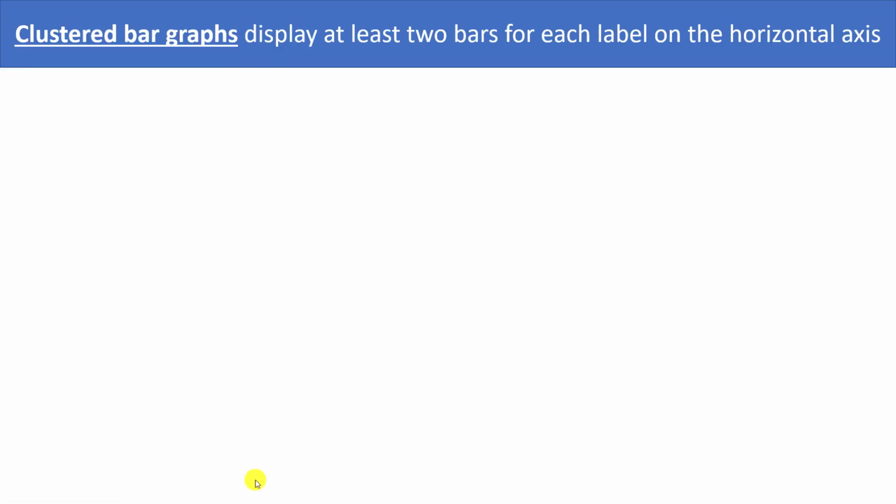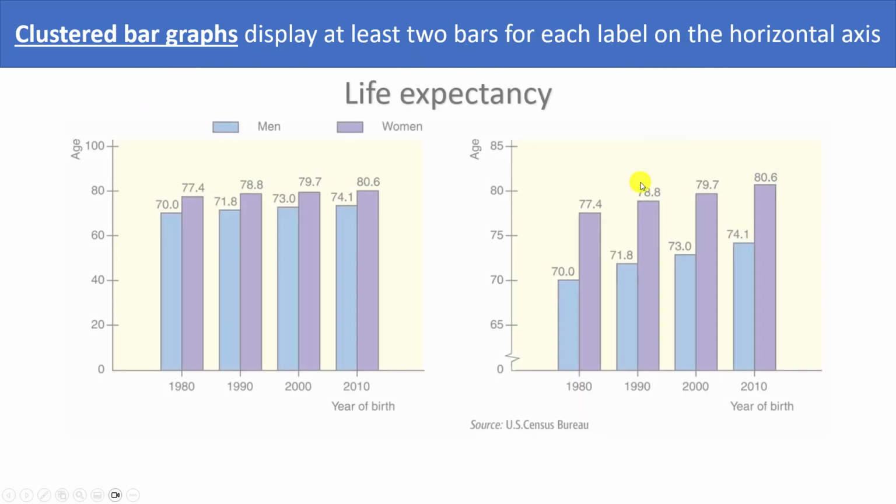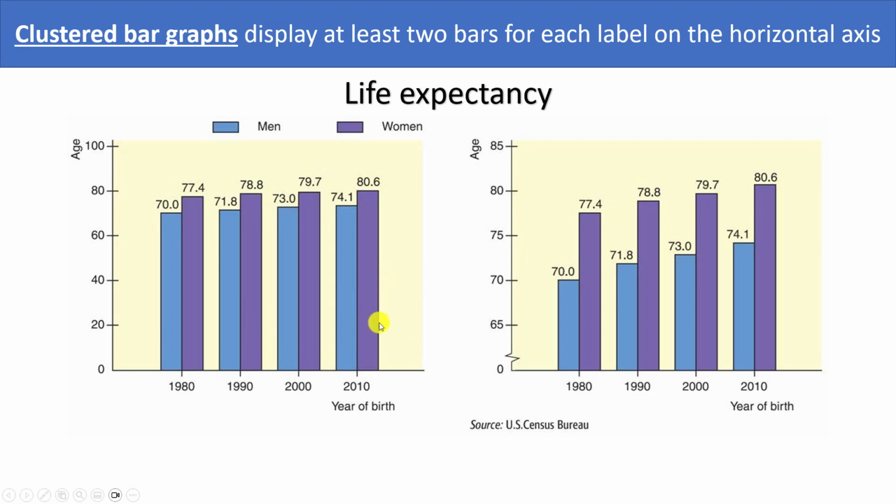So oftentimes you might have a clustered bar graph, which is going to display at least 2 bars for every label on your horizontal axis. So here's an example of graphing the life expectancy on bar graphs, and it's clustered by sex as either male or female, right? Man or woman. So we have year of birth, either 1980, 1990, 2000, or 2010. And then we have the life expectancy age on our vertical axis here, right? So what this is saying is if you were born in 1980, your life expectancy apparently, if you were male, would be 70 years. And if you were a woman, then your life expectancy would be 77.4. Or if you're born in 1990, 71.8 for men and 78.8 for women.